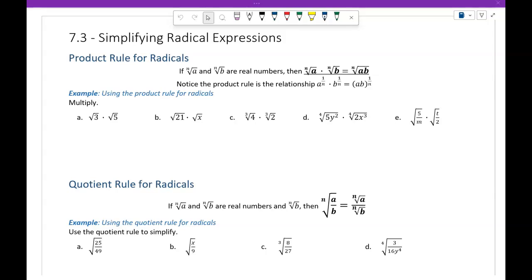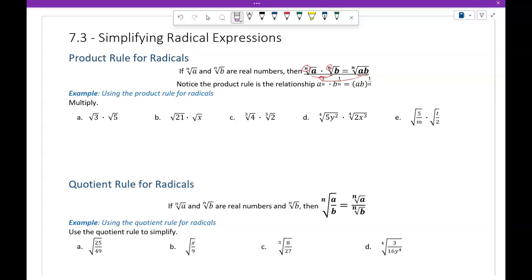Let's move into simplifying radical expressions using two very popular rules, the product rule and the quotient rule. The product rule basically states that as long as our indices are the same and we're multiplying two radical expressions, we can multiply the radicands together under the same radical. This also applies in being able to simplify, where we can actually break apart the factors of a radicand into two separate radical expressions under the same index.